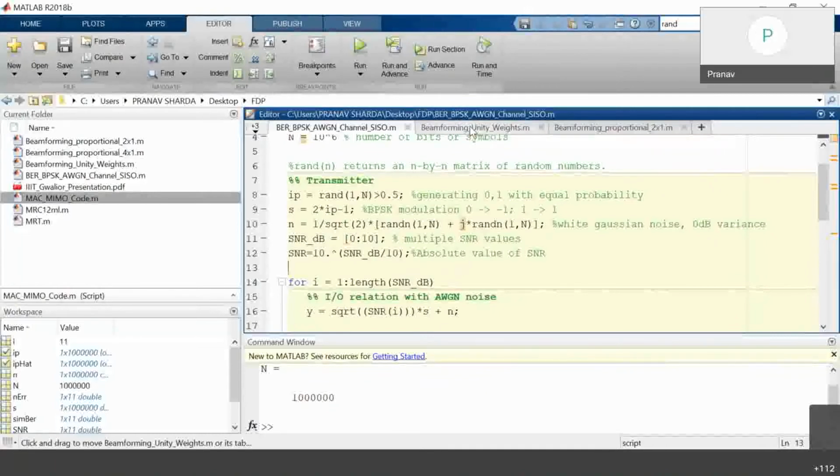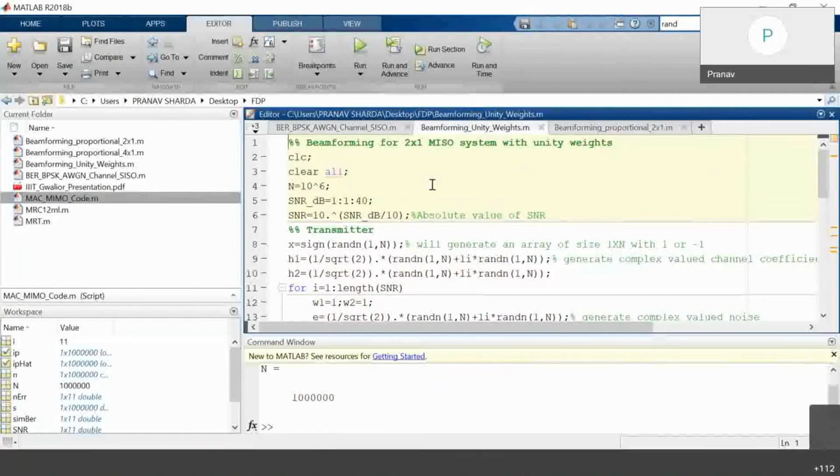Thank you. Since we are time bound, let me move to the next code. So here comes the concept of beamforming. Here is the title in front of you: beamforming for 2x1 MISO system, multiple input, single output, with unity weights. The concept of beamforming is all about incorporating the effect of transmit weights. The transmitters have certain transmit power weights. All that comes into the picture in the term beamforming. We have considered a MISO setup, multiple input, single output, based on two transmit antennas and a single receiver.